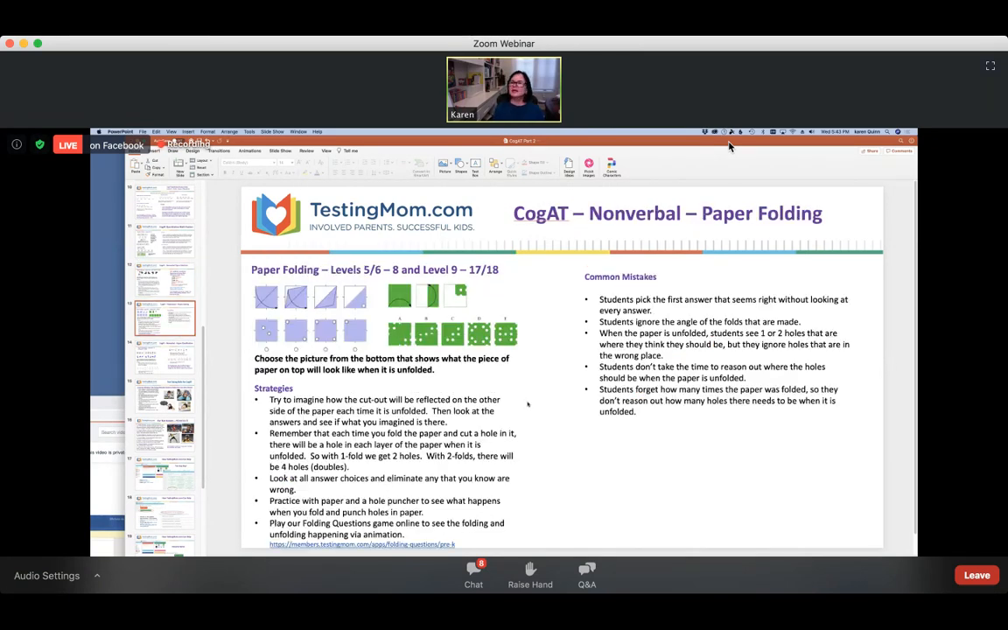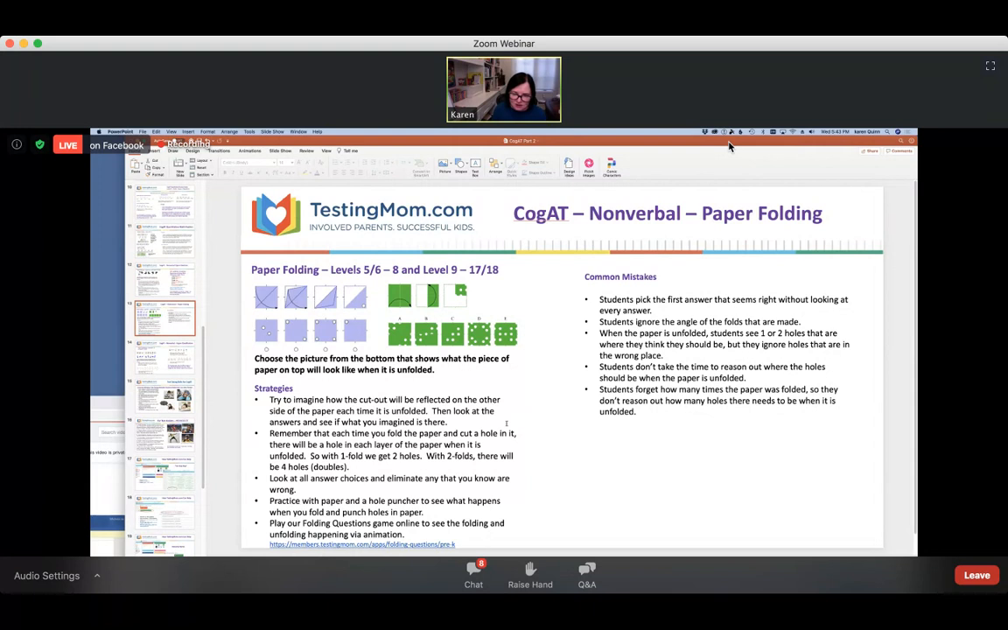Then we've got paper folding. That's the next type of question. And what this is, kids will see a piece of paper and diagram, and that's folded. So we fold it, we punch a hole in it. And the question is, what's it going to look like when we open it up? Which one of these will it look like? And here's an easy one for younger kids. Here's a harder one for older kids.